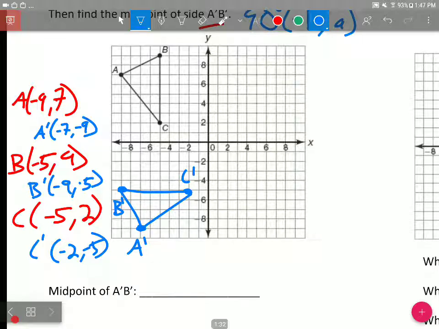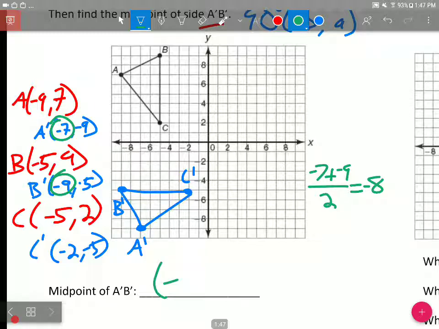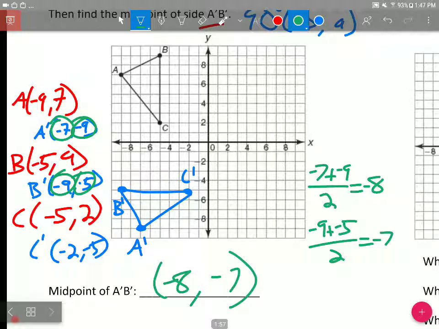And the midpoint, remember that's average X, average Y. They want A and B, so that's negative 7, negative 9. Negative 7 plus negative 9 is negative 16. Negative 16 divided by 2 is negative 8. Just negative 8. Y, negative 9, negative 5. Negative 9 plus negative 5 is negative 14. Negative 14 divided by 2 is negative 7. So negative 8, negative 7, which is right here. That's your midpoint. Remember, average your X's and average your Y's. All right, let's keep rolling.